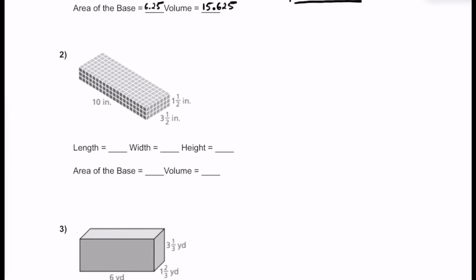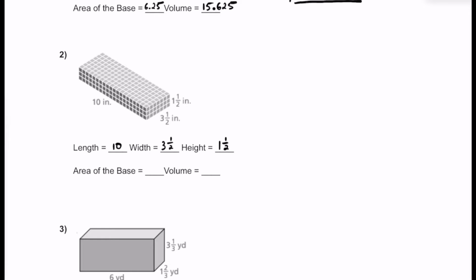This one, we're going to deal with some fractions. For the length here, it's up to you which one you want to say between the 10 and the 3.5. Doesn't really matter, but here, I'm going to say the length is going to be 10. For the width, I'm going to say that's going to be 3.5. And then for the height here, the height looks like it's going to be 1.5. So let's put 1.5.